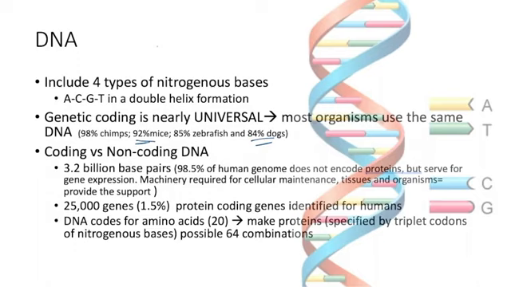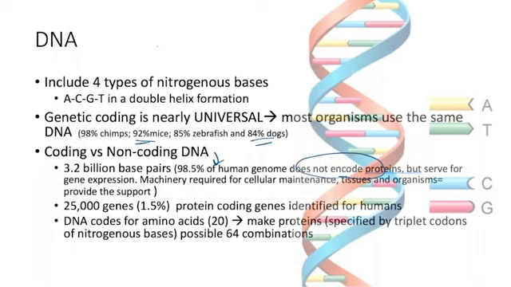We have coding versus non-coding. There's about 3.2 billion base pairs. That's 98.5% of the human genome, and it does not encode for proteins. That is the non-coding DNA. It serves in gene expression, so it's basically the machinery that's required for cellular maintenance, provides the support, gives that scaffolding for the DNA that is coding to make those proteins and do what they need to do.